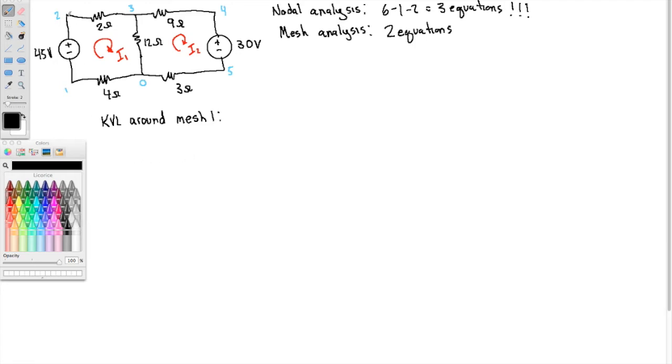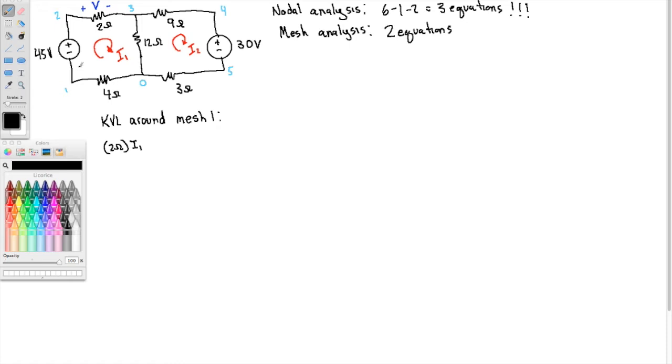Alright, so I'll start at the top left, which is node 2 in this case. And I'm going to go in the direction of I1, so that's clockwise. So the first thing I hit is this 2 ohm resistor. So the voltage drop, okay, from here I'm going in the direction of I1. So the voltage drop from here to here, Ohm's law tells me that that's the current from here to here, which is I1 times the resistance. So it's 2 ohms times I1. Now that puts me at node 3.